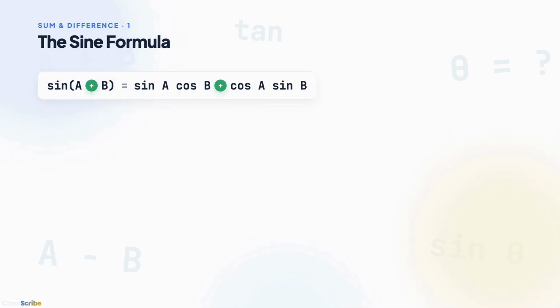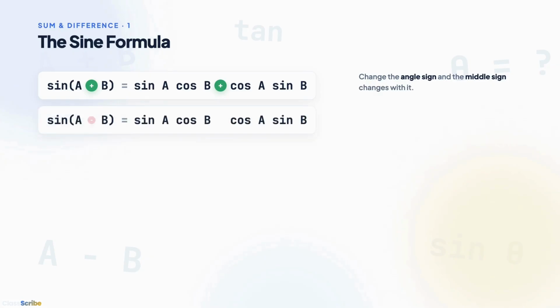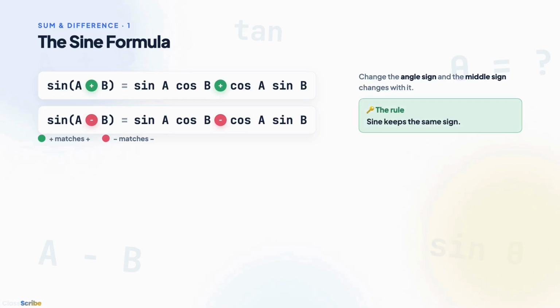First, consider the sine function. The formula for sine of a plus b is sine a into cosine b plus cosine a into sine b. If the angle changes from plus to minus, the middle sign also changes. So sine of a minus b becomes sine a into cosine b minus cosine a into sine b. A simple trick is to remember that sine follows the sign of the angle.